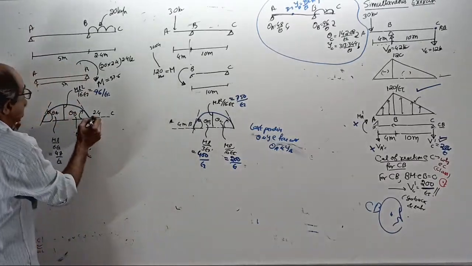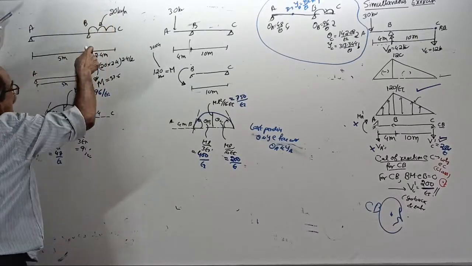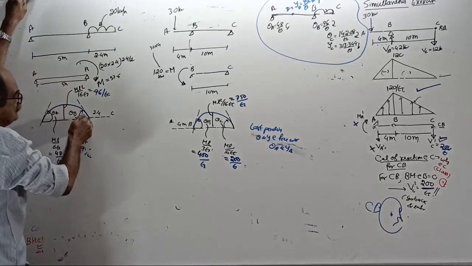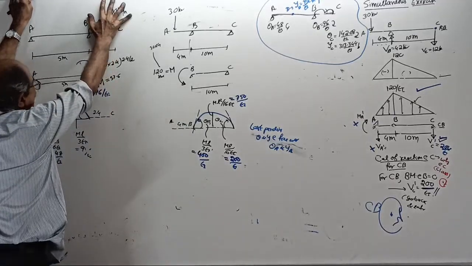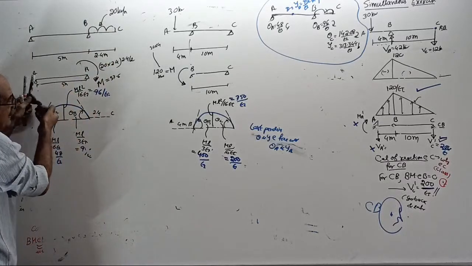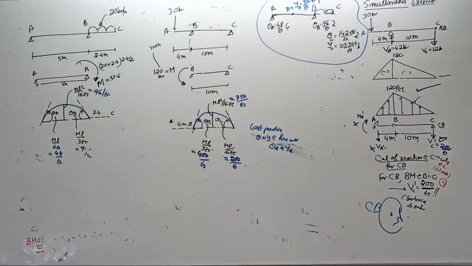Tell me, in case the UDL is not there and only the couple is there, when the beam bends, will this portion be curvature or straight? Don't consider the UDL there. Because of the bending due to this couple, it will bend this way. That right overhang, will it be straight or curvature?